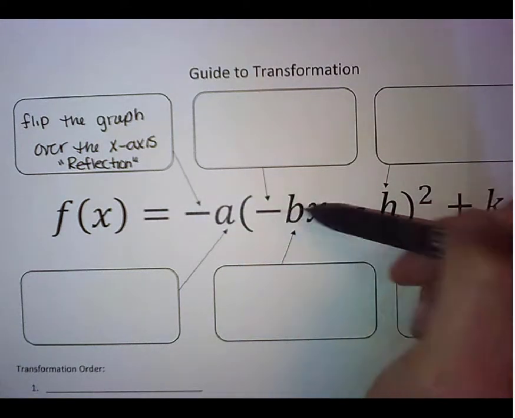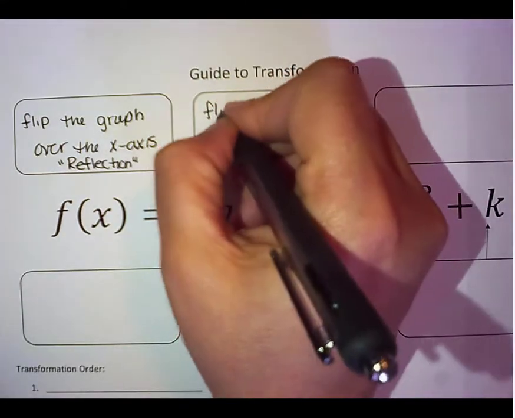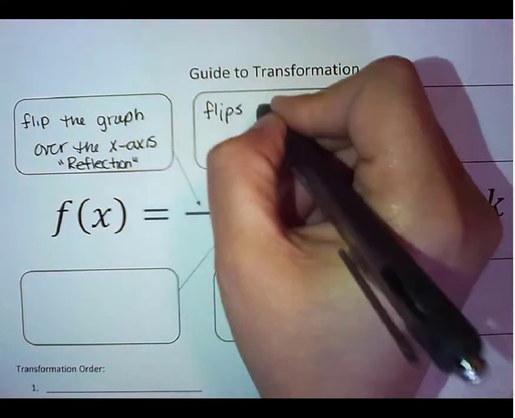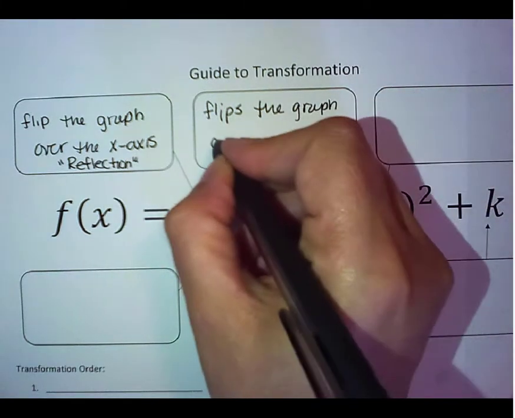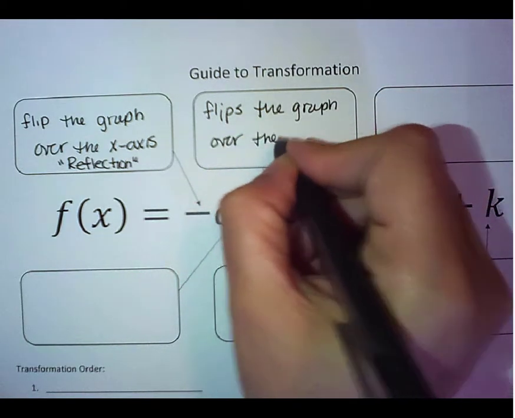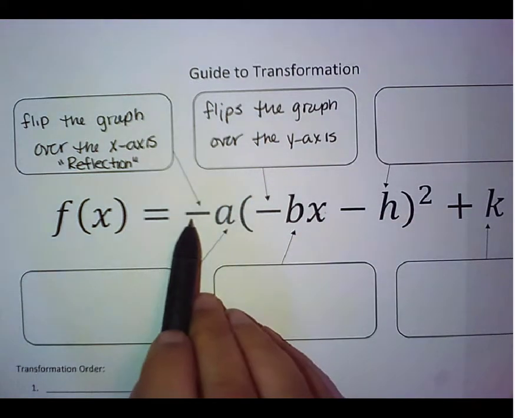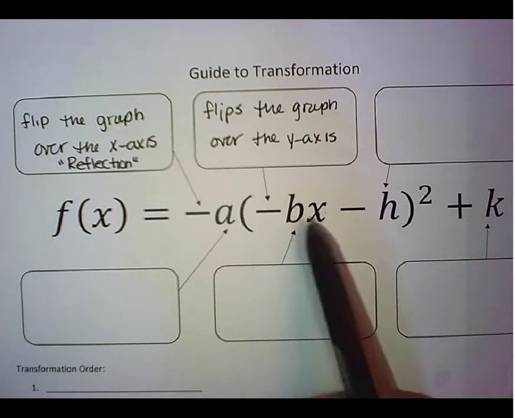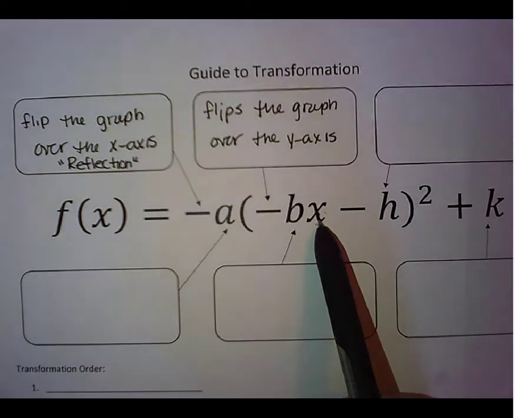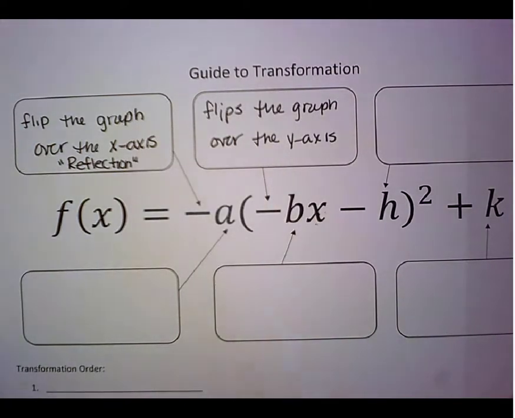If it's actually next to your variable itself, so it's inside with your x, this one actually flips the graph over the y-axis. So again, if it's out in front of your function, it flips it over the x-axis. If it's actually attached to your x, then it flips it over the y-axis, or reflects it over the y-axis.